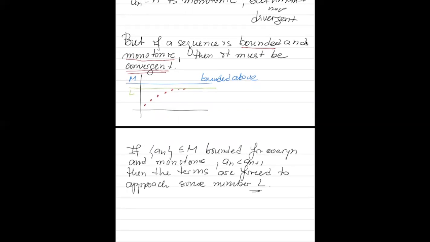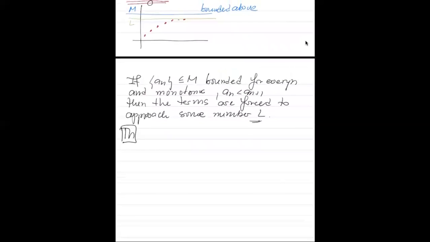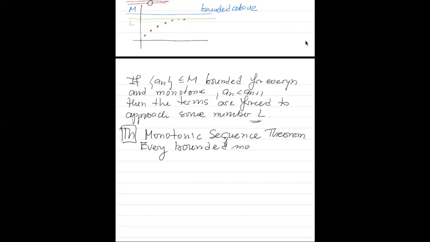And that's our limit. A very important theorem that summarizes this is called the monotonic sequence theorem. Very short. It says that every bounded monotonic sequence is convergent. So two conditions, bounded and monotonic. And that concludes the video for 11.1.